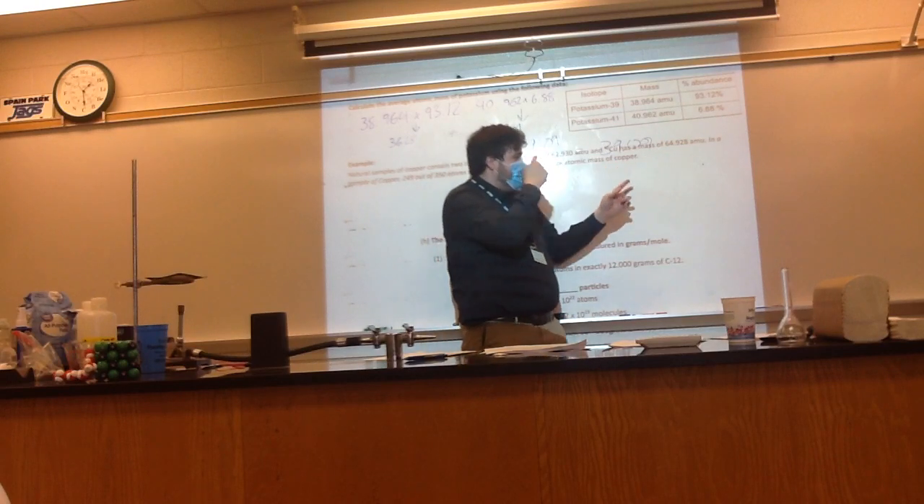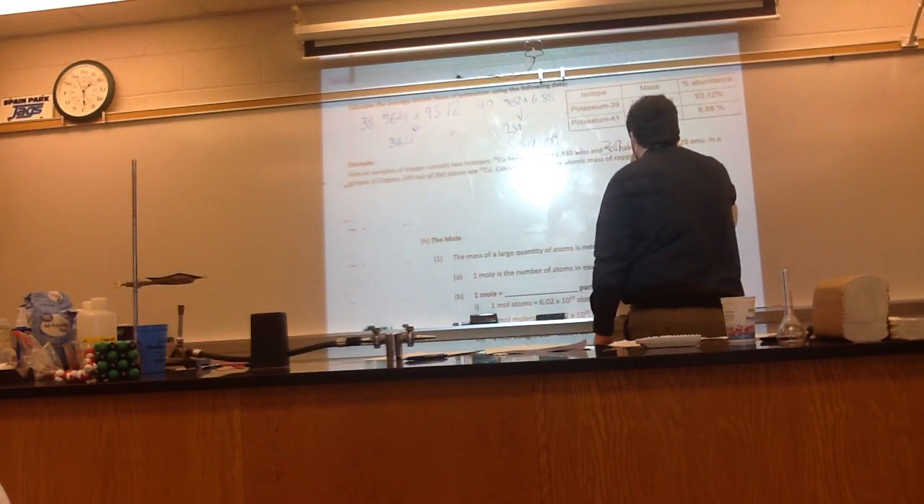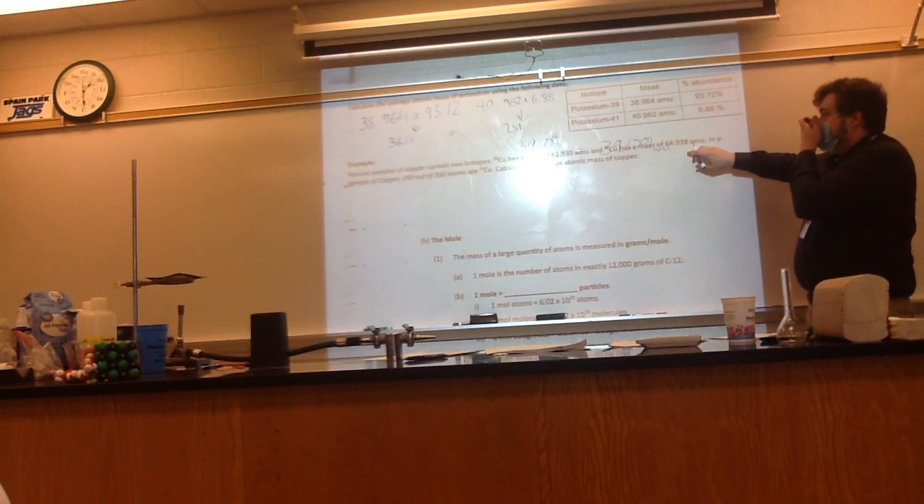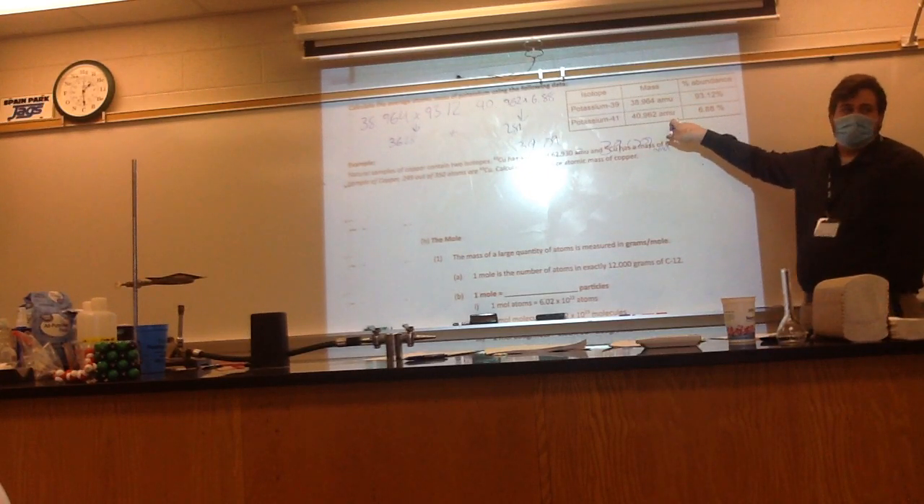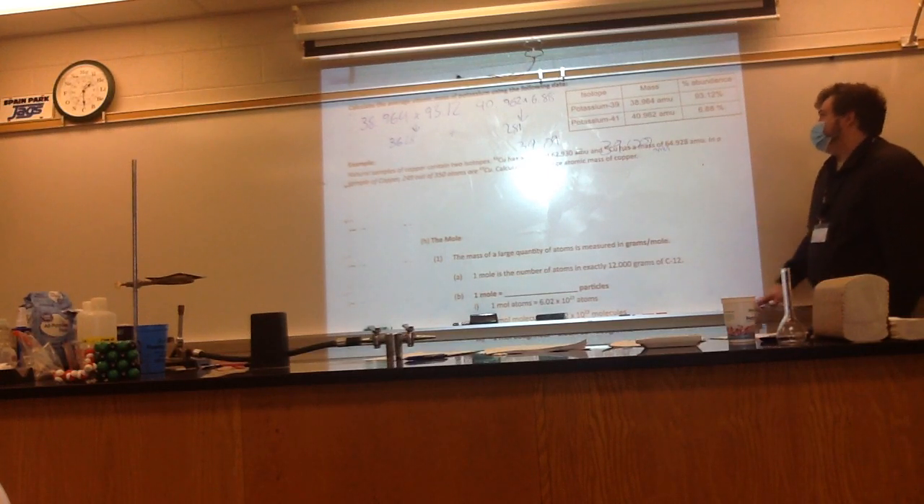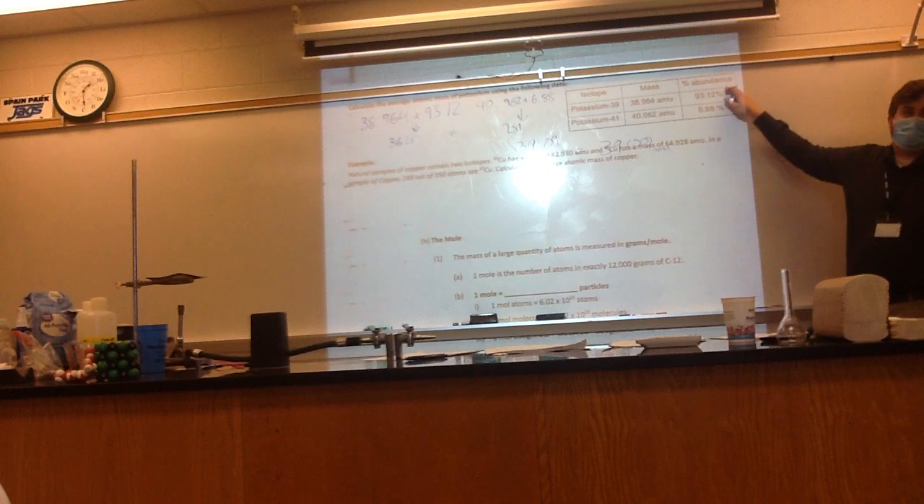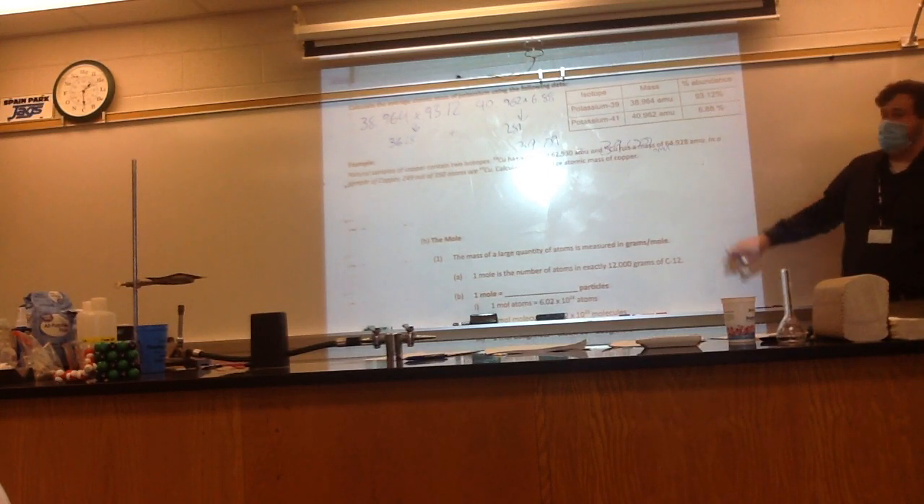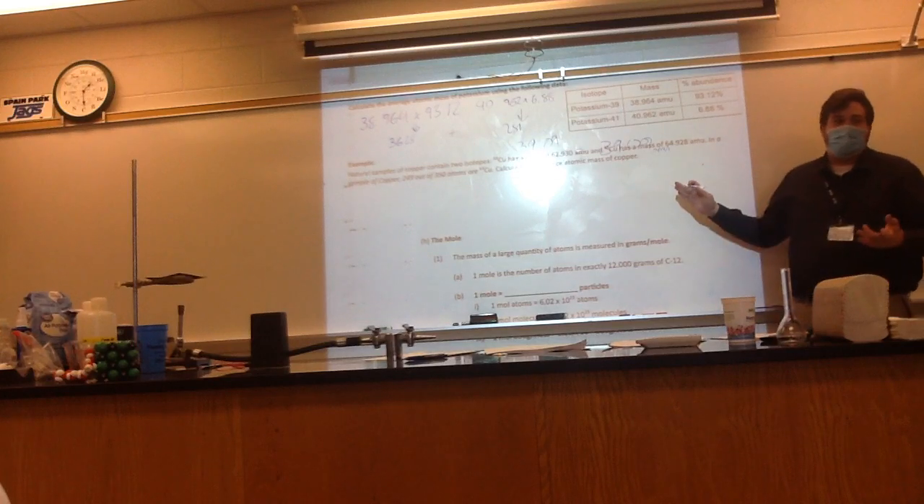Because we've got 39.09 AMUs. First off, is this closer to potassium 39 or potassium 41? Okay, 39, right? And does that make sense based on the abundances? Yes, exactly, because it's way more potassium 39 than 41 in real life. So, yeah, that's exactly the way we could solve this.